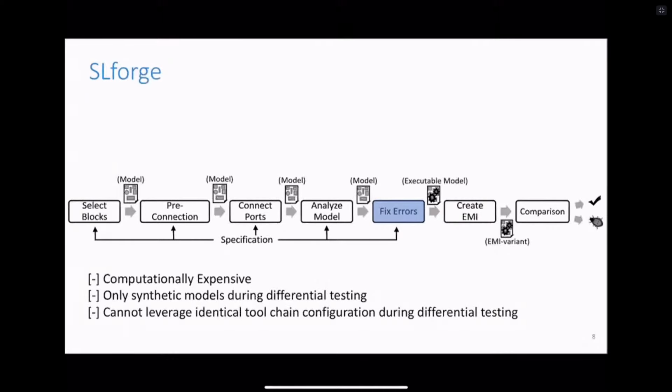Now we compare our tool SLEMI to SLforge, which is the state-of-the-art differential testing tool for Simulink. So it can automatically generate valid Simulink models, and then it uses them for differential testing. So this is good. This found some new compiler bugs in Simulink, but it's actually very computationally expensive to create valid Simulink models from scratch.